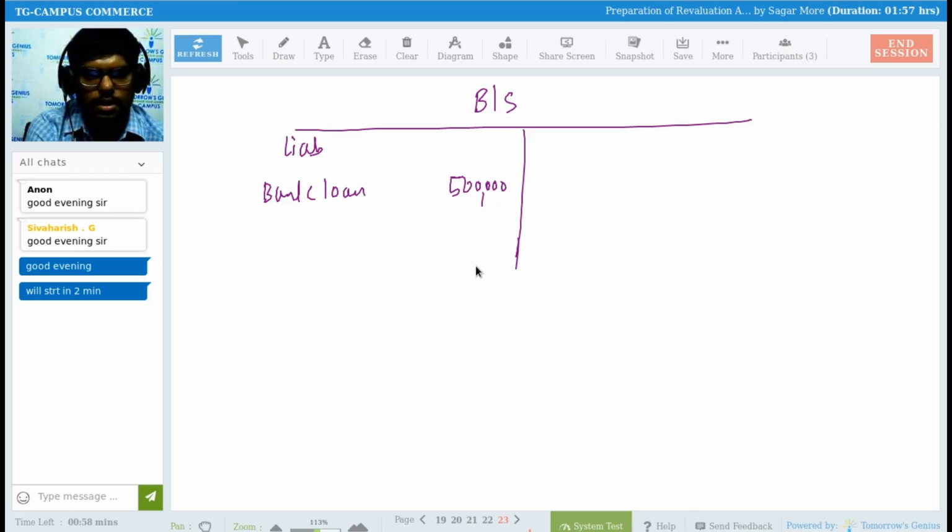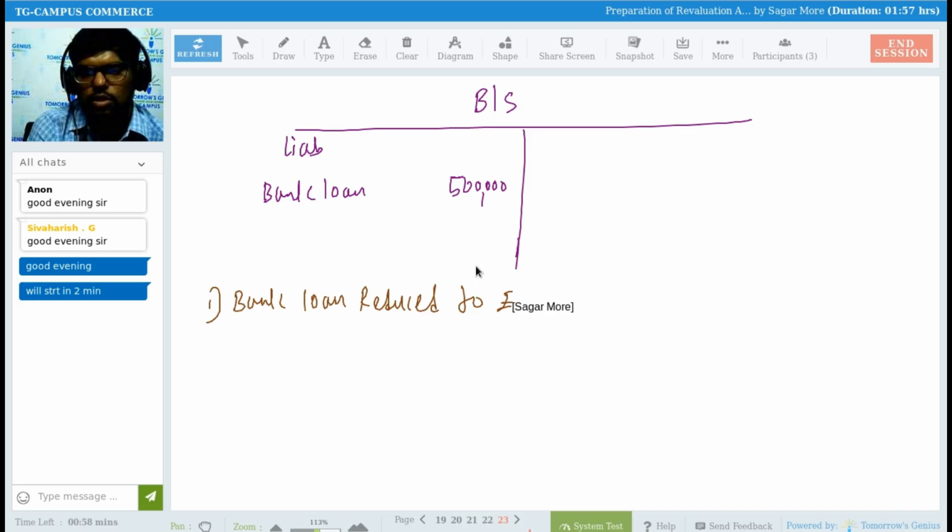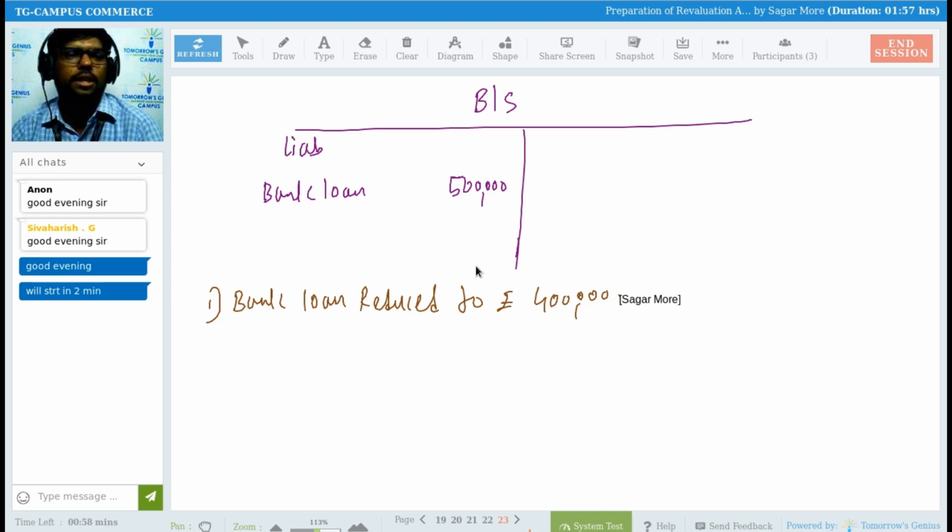And in the adjustment it is given that bank loan reduced to rupees 4 lakh. What does it mean first of all? Bank loan reduced to means today's value of loan is 4 lakhs, right? Yes, sir, today's value of loan is 4 lakhs.